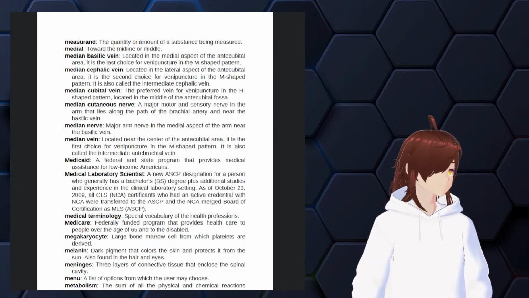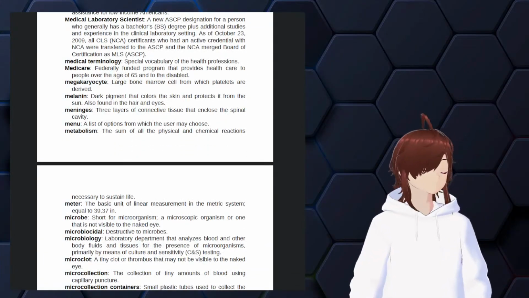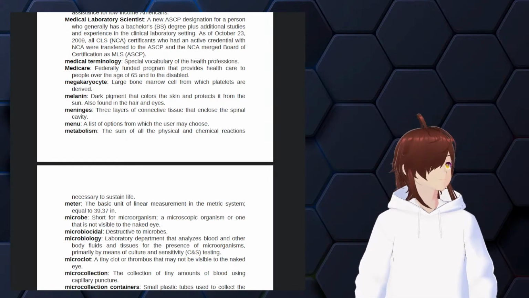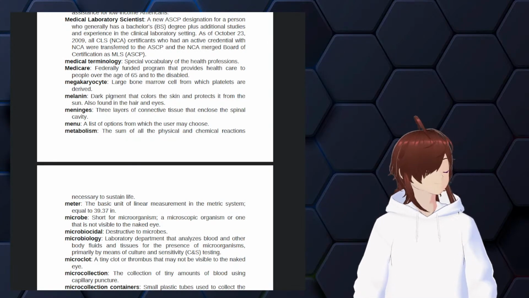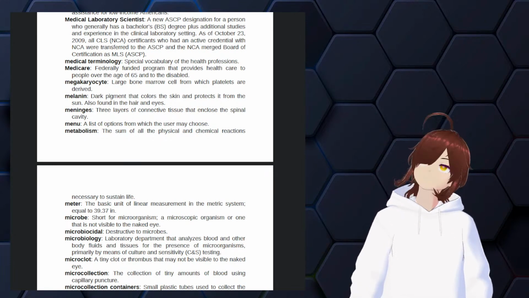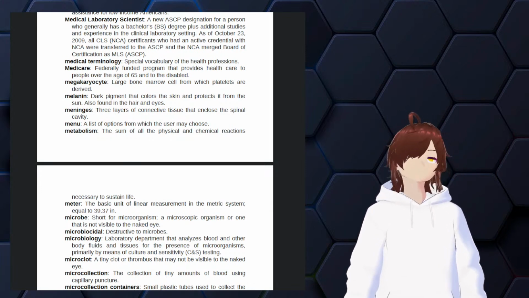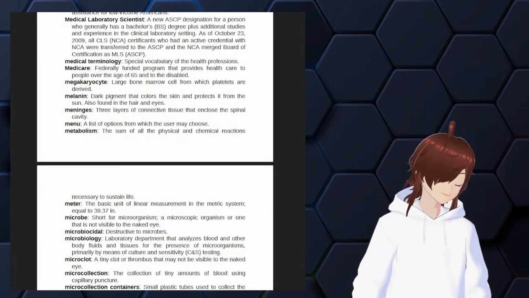Medical terminology, special vocabulary of the health professions. Medicare, federally funded program that provides healthcare to people over the age of 65 and to the disabled. Megakaryocyte, large bone marrow cell from which platelets are derived. Melanin, dark pigment that colors the skin and protects it from the sun. Also found in the hair and eyes. Meninges, three layers of connective tissue that enclose the spinal cavity.